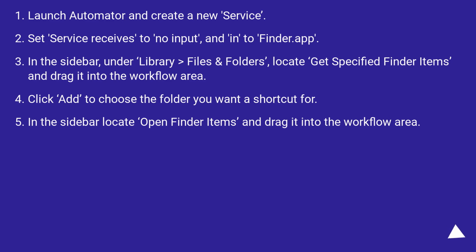Launch Automator and create a new Service. Set Service receives to no input in Finder.app. In the sidebar, under Library > Files & Folders, locate Get Specified Finder Items and drag it into the workflow area. Click Add to choose the folder you want a shortcut for. In the sidebar, locate Open Finder Items and drag it into the workflow area.